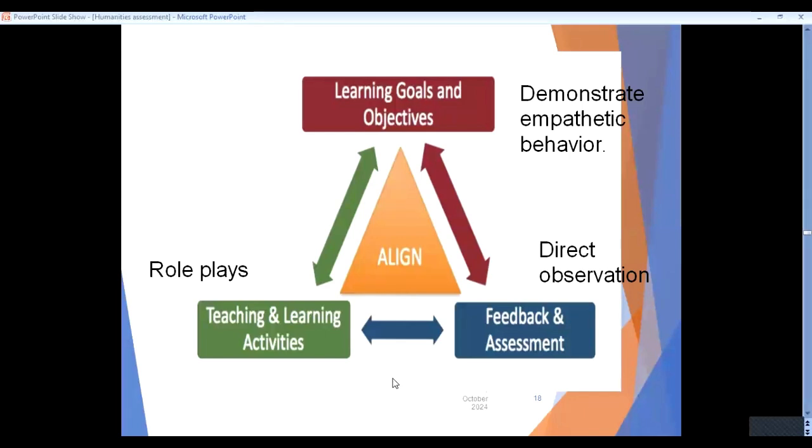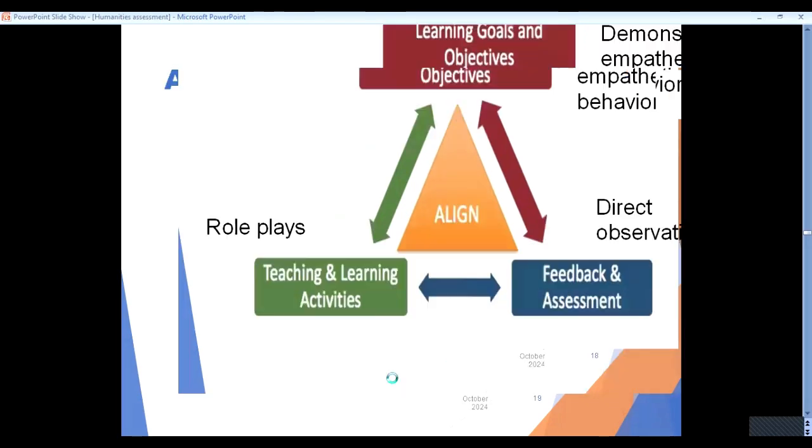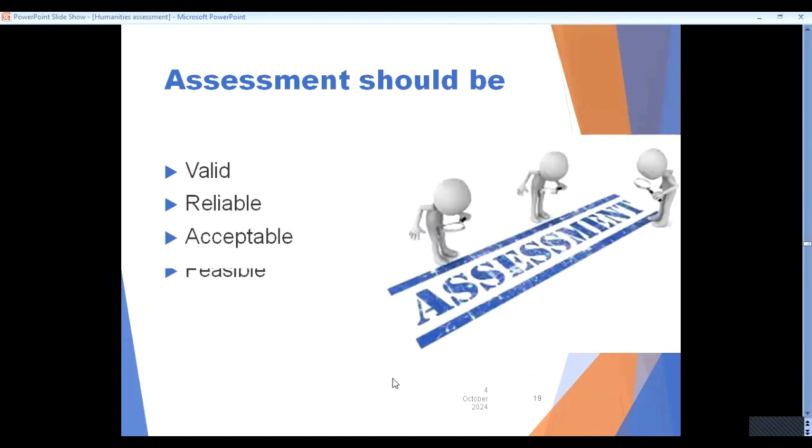And more importantly, since we are talking about assessment today, your assessment should be aligned with the teaching learning activity as well as your objective. So if you want your student to demonstrate empathetic behavior, your assessment should be direct observation. So whenever the student is interacting with a patient or simulated whatever in the field, the assessor is supposed to directly observe the student. You may use any checklist and then go on giving the grades. That is the best way of assessing humanities as well as soft skills. Next one, please. Plus, at every stage, you have to give feedback also.